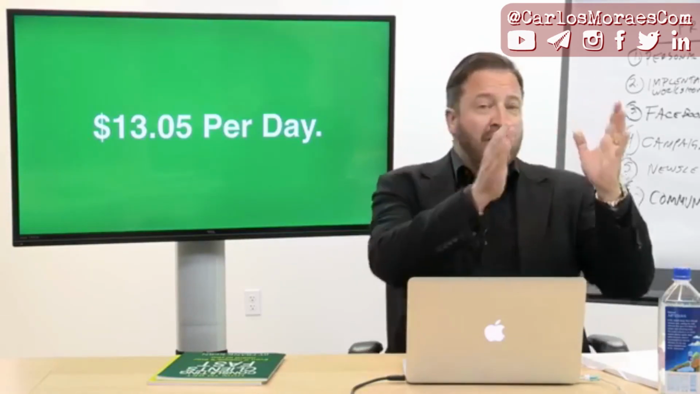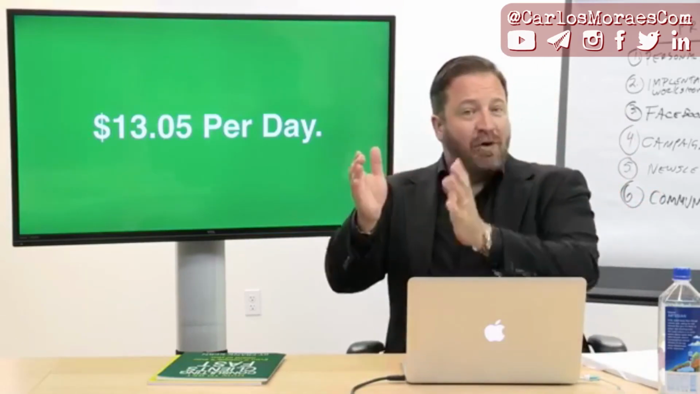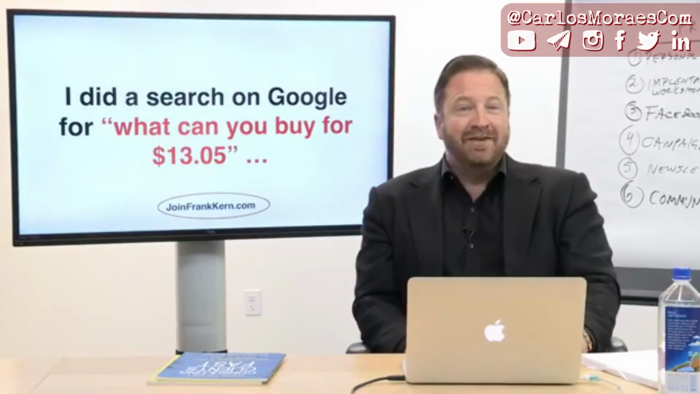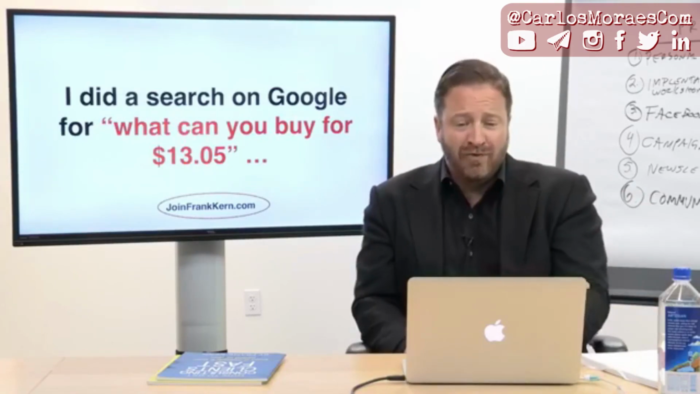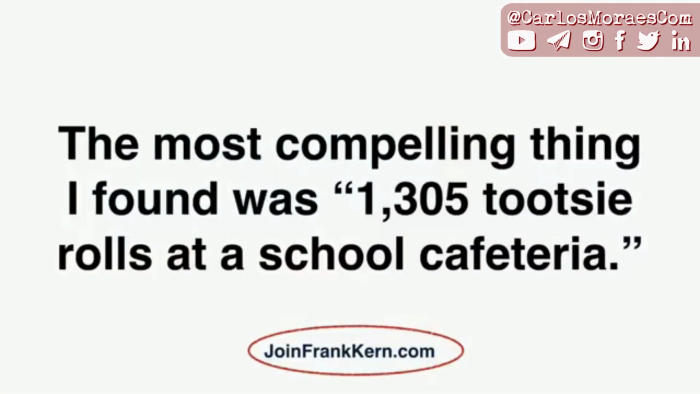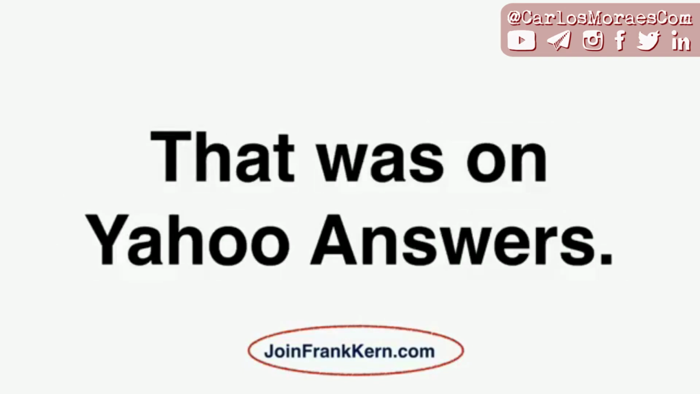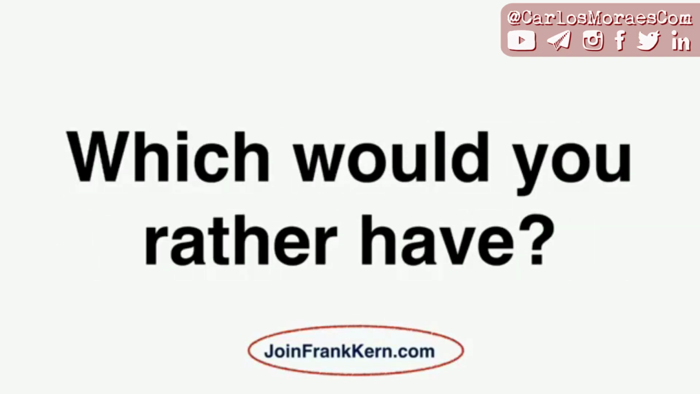But now let's do chunking an apples to oranges comparison, right? So now I said, hey, look, who cares about $13.05? I mean, I did a search on Google for what you can buy for $13.05. And the most compelling thing I found was 1,305 Tootsie Rolls at a school cafeteria. So now it's apples and oranges time. I say, right, that was on Yahoo Answers. Which would you rather have?